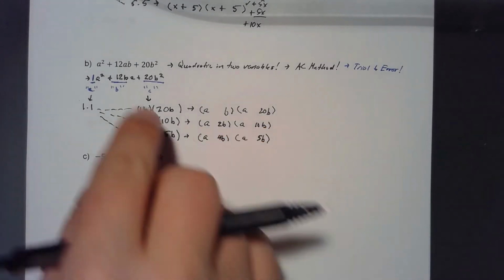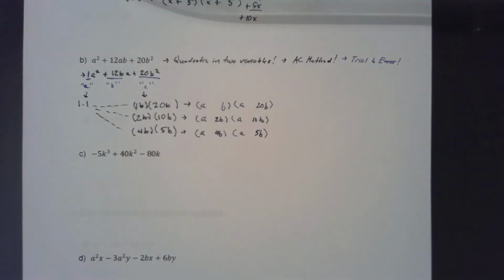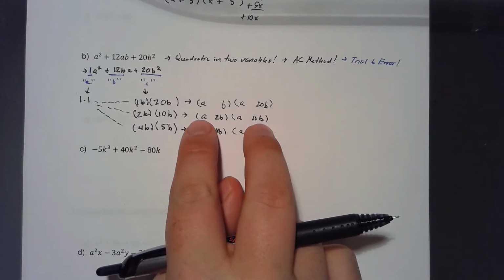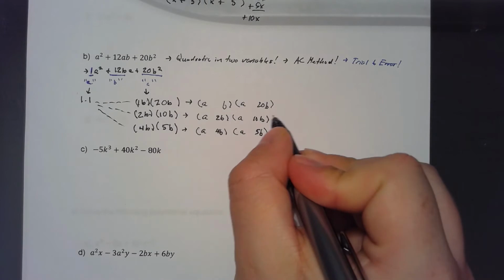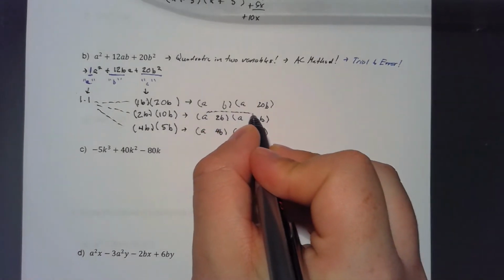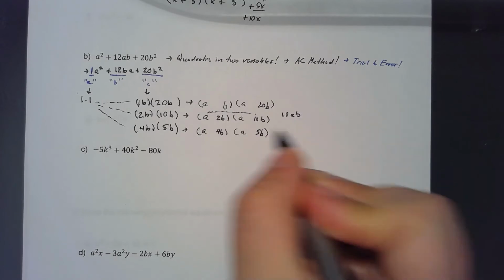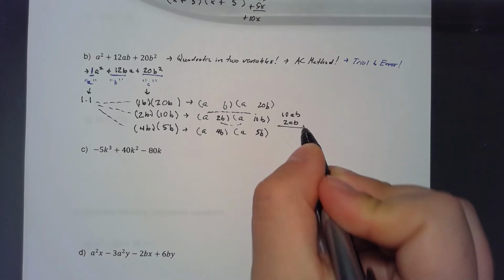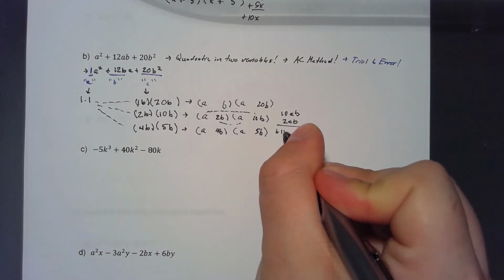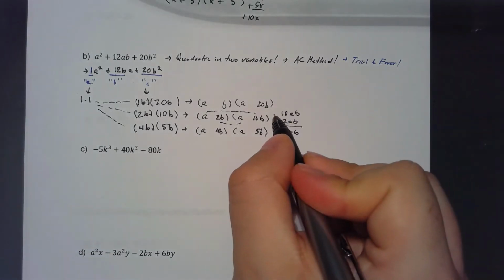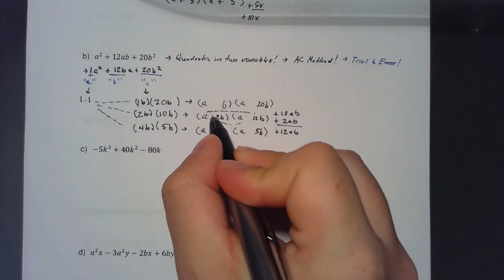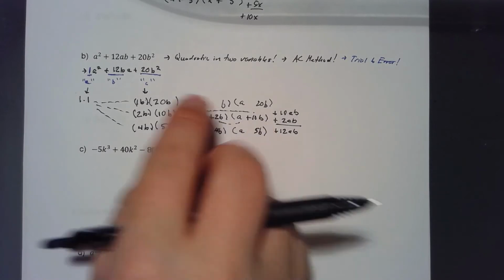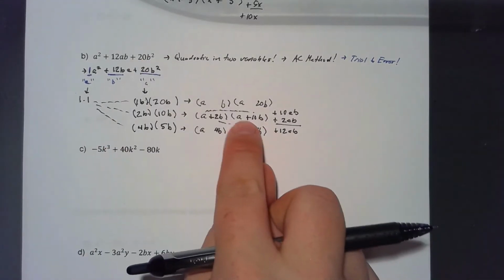Now, I just got to find the one that gives 12ab when I do outside inside. And you should be able to see pretty quickly that the middle one looks promising, right? The outside here, a times 10b, is 10ab. The inside, 2b times a, is 2ab. I need 12ab. For that to work, both of them need to be positive. Positive there, positive there. The last thing I need to check is if 2b times 10b is 20b squared, which it is. So those are my factors.